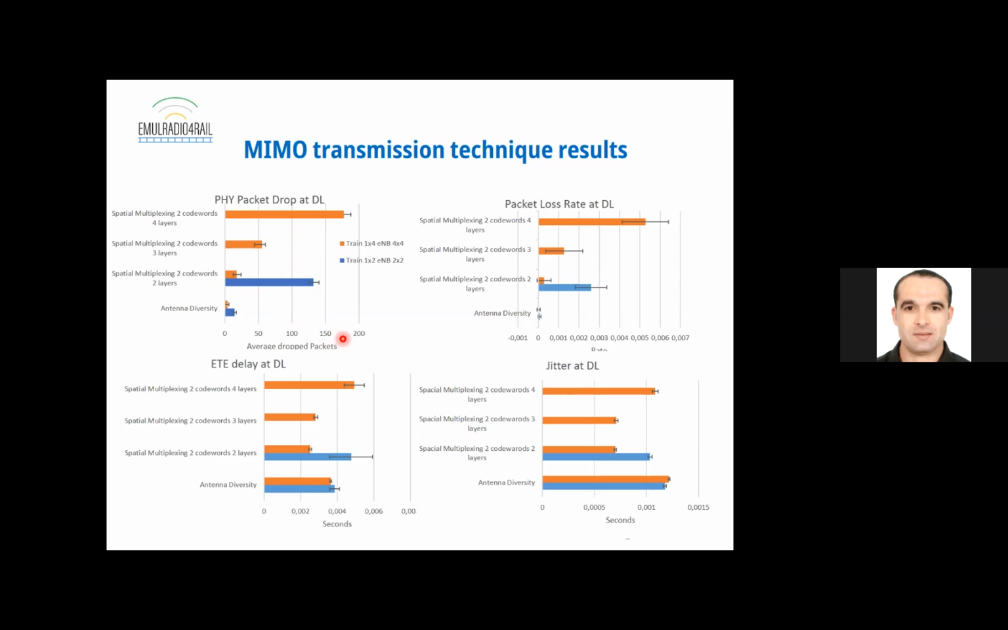It is not shown here, but the results show that the packet drop occurs mainly at the cell edges. What explains these results is that spatial multiplexing is less robust when there are bad radio conditions. And as we have a fairly significant cell size, 8 kilometers, we have a lot of losses at the edge of the cell.